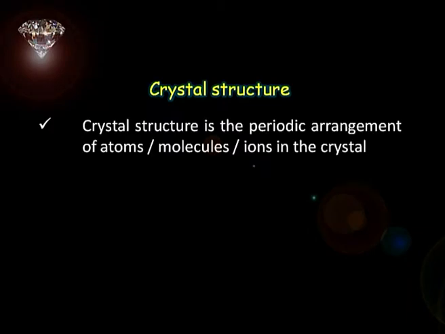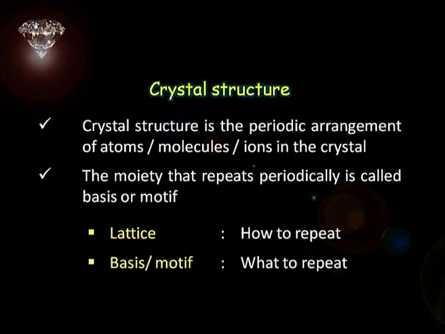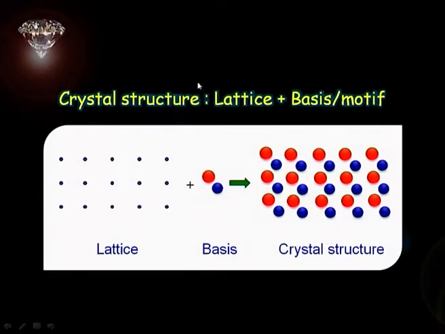On the other hand, a crystal structure basically is a periodic arrangement of atoms, molecules or ions in the crystal, because a crystal is made up of atoms, molecules or ions depending on what kind of solid I am talking about. In this case, the moiety that repeats periodically is called the basis or the motif. If I now compare the two, the lattice talks about how to repeat, that means the regularity of repeat. On the other hand, the basis or the motif is what to repeat. So a crystal structure is nothing but the lattice plus the basis or the motif.